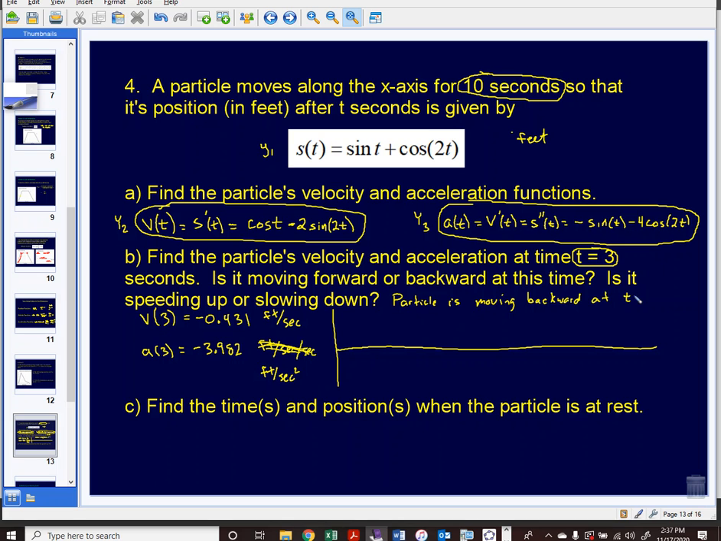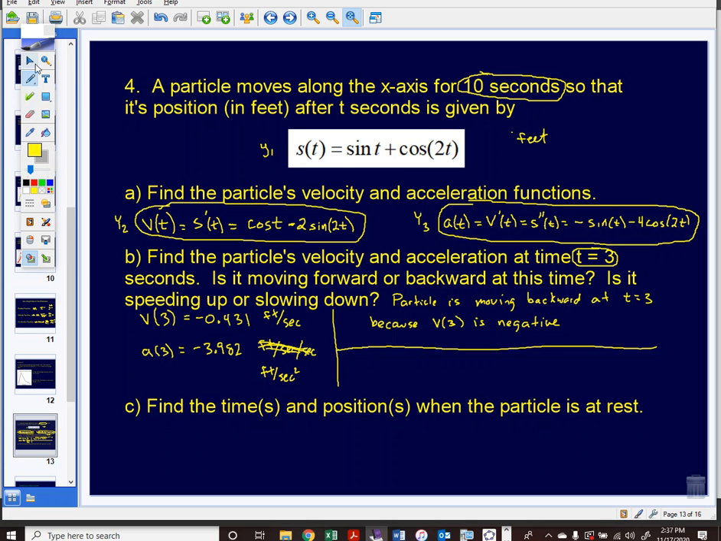at the time t equals 3 because the velocity evaluated at 3 is negative. Okay, now I'm going to make that a different color so we can read it better and it won't blend in with the other words there. Okay, so the particle is moving backwards at time 3 because the velocity at 3 is negative.